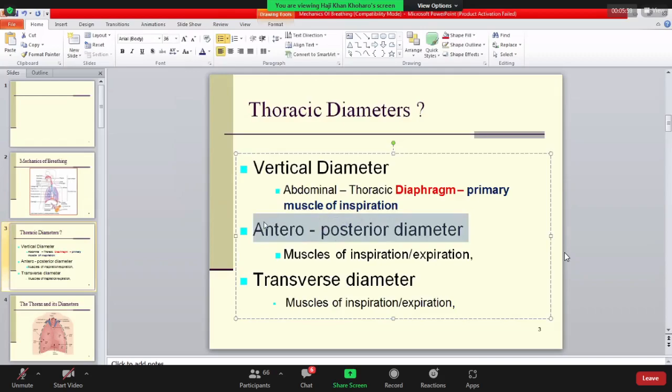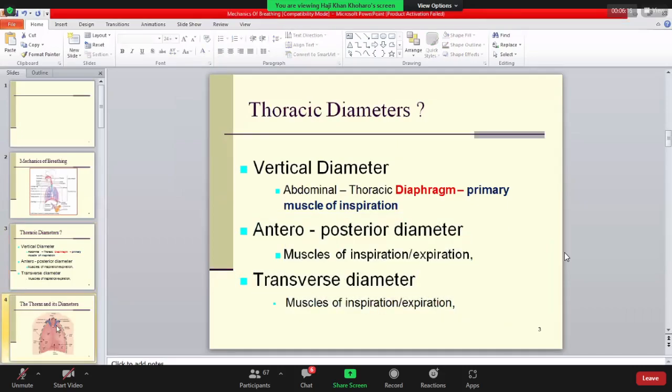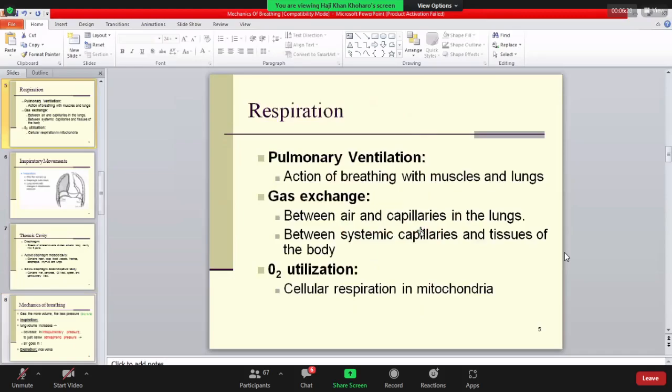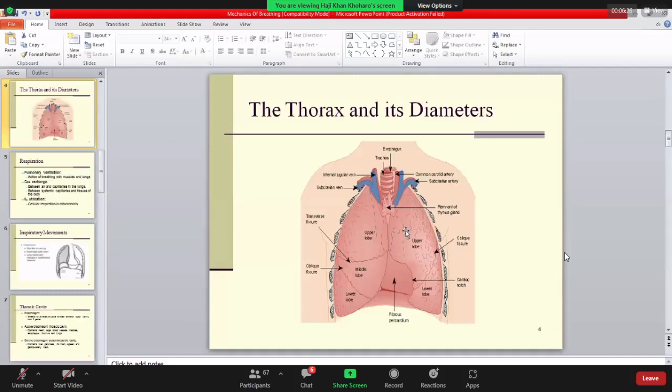The diameter increase or decrease is controlled by the movement of the muscles of inspiration and expiration. Remember, during normal quiet breathing, when a person is sitting, only inspiration is an active process. It needs energy for muscle contraction, while expiration is a passive phenomenon.